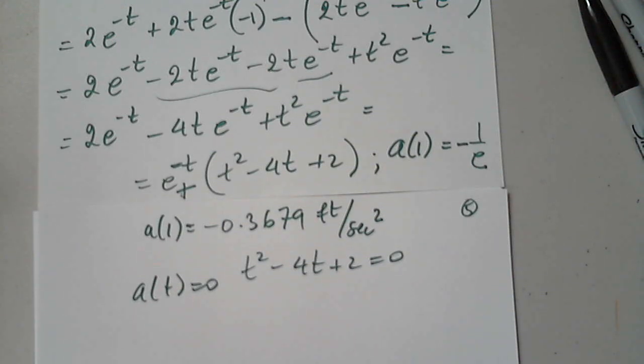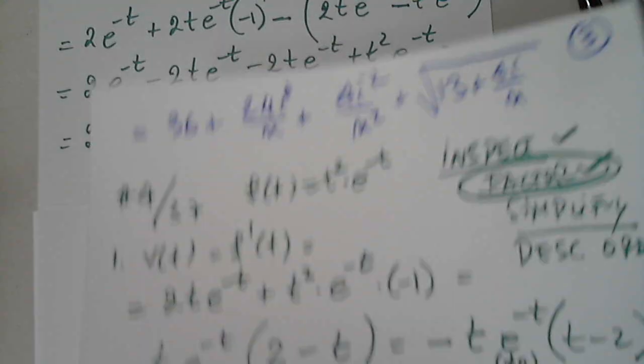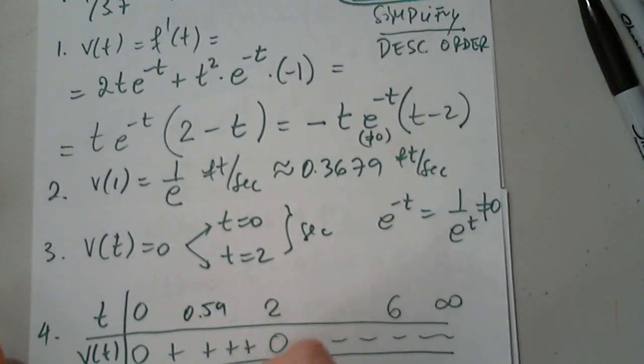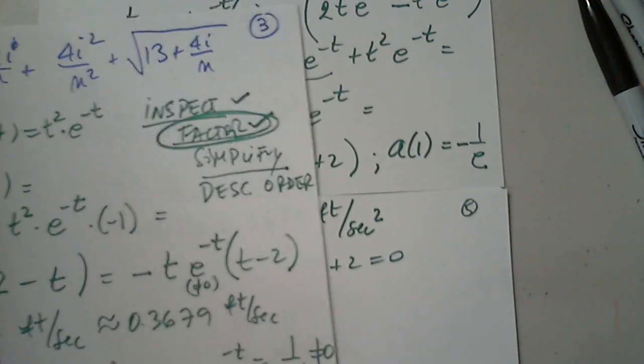Okay, so number 9. Okay, so the first coefficient is 1. Second coefficient is negative 4. And they have to be in this order, correct order. And 2. And I want to get the solution. So I get T1 equals 0.59 and T2 equals 3.41. Fine. I go back to the table. 0.59, 3.41.